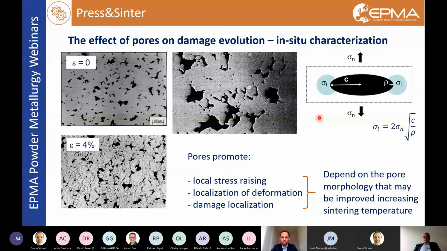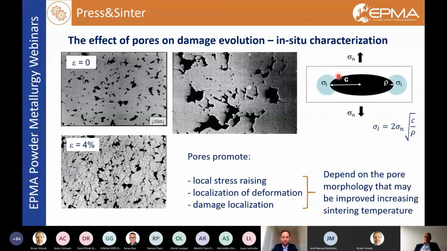If we consider a pore like a discontinuity in the matrix, we may represent it as a lattice, having these two parameters, C is the semi-length and rho is the curvature radius at the pore edge. We know that in this region, when we apply a nominal stress sigma n, we have a local stress sigma L, which is much higher. And the correlation between the local stress and the nominal stress is given by this equation proposed by Inglis in 1913, so more than 1 century ago. So thanks to this, we have a local stress rising.